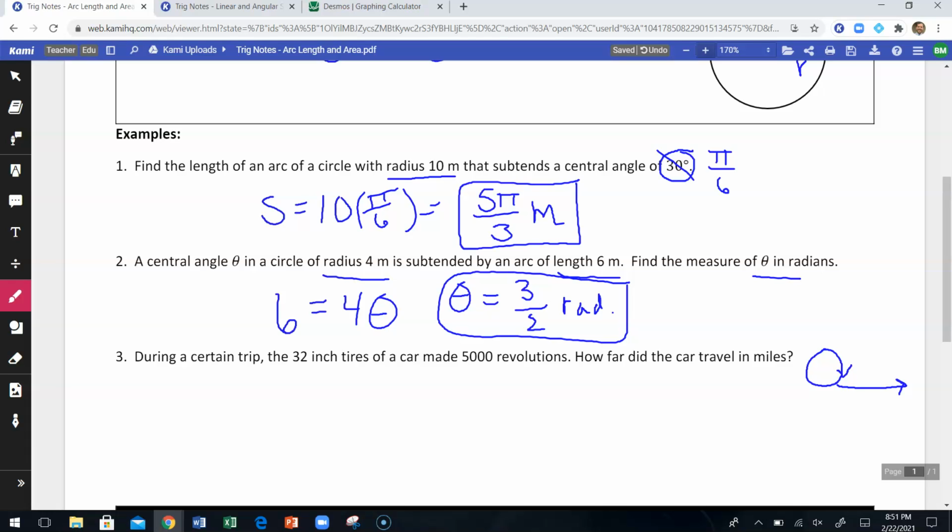So this car tire has gone around 5,000 times. We want to figure out what the angle is that would represent 5,000 revolutions of this circle. Well, if we went 5,000 revolutions, that means that we did an angle of 2 pi 5,000 times, which means our angle is going to be 10,000 pi. That is 5,000 full revolutions.